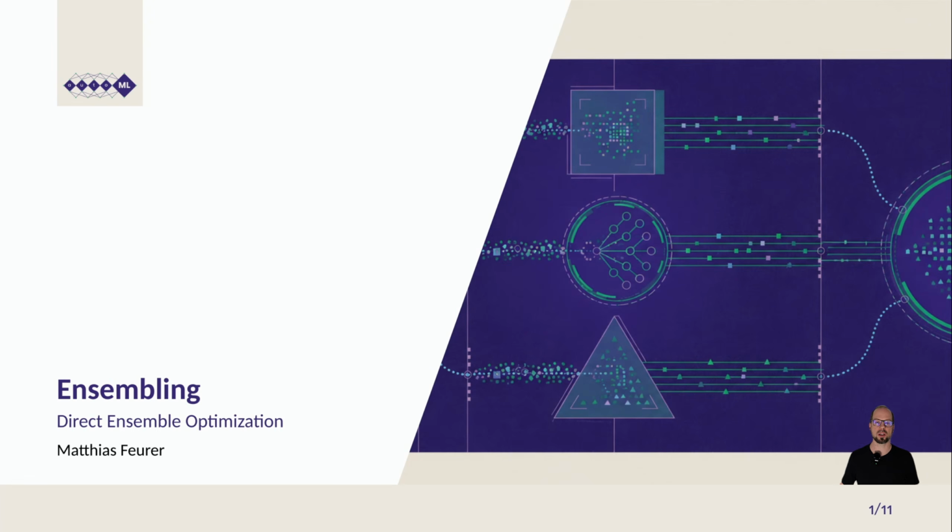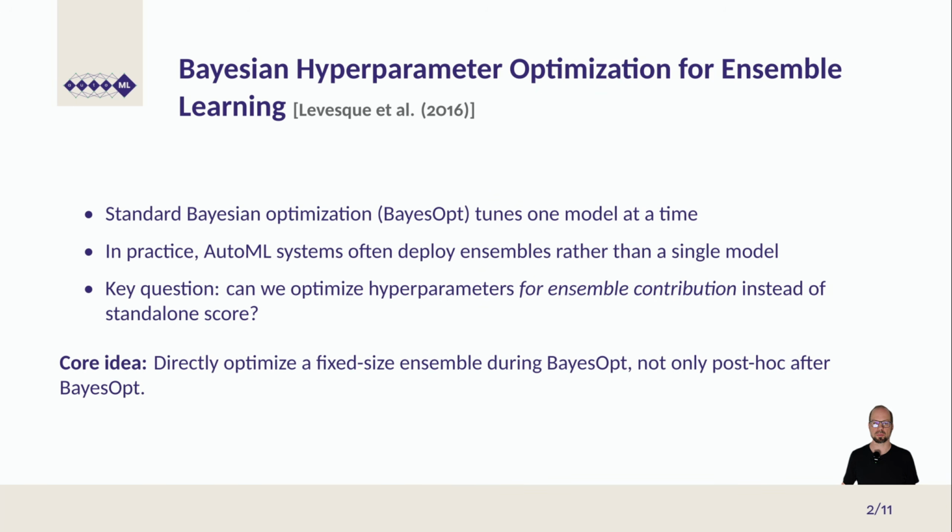Welcome to the chunk on direct ensemble optimization. While standard Bayesian optimization tunes one model at a time, in practice AutoML systems deploy ensembles rather than a single model. The key question that we now ask is, can we actually optimize hyperparameters for the contribution of a single model to an ensemble instead of the standalone score of a model?